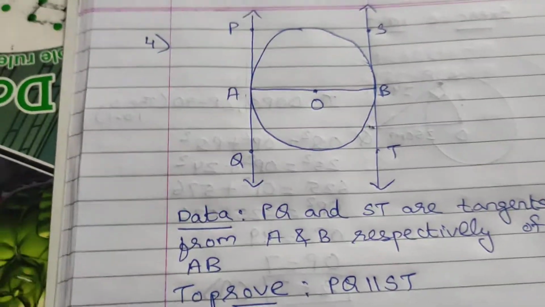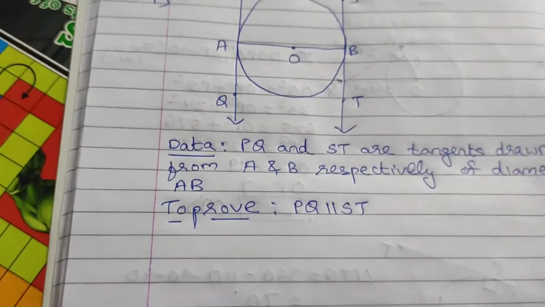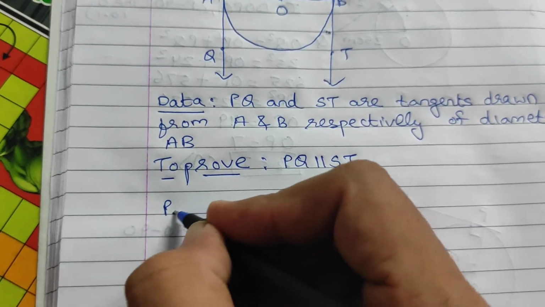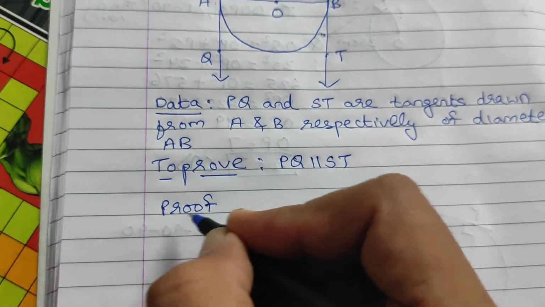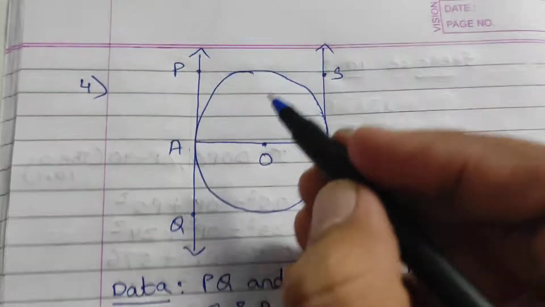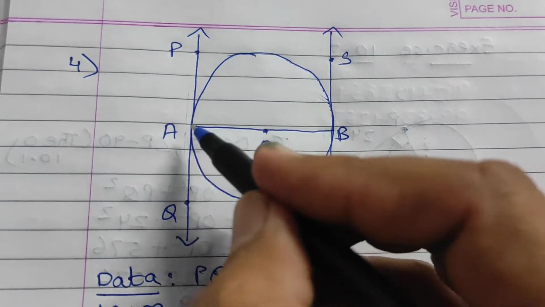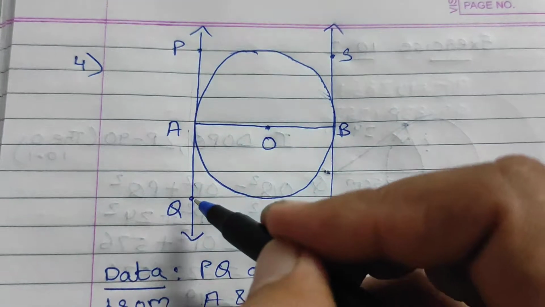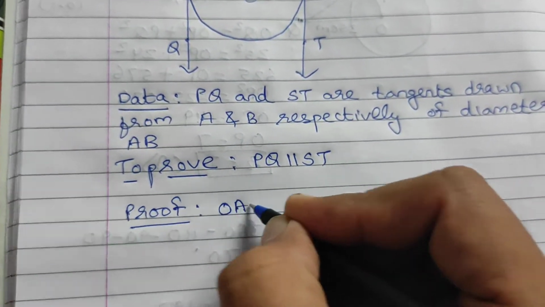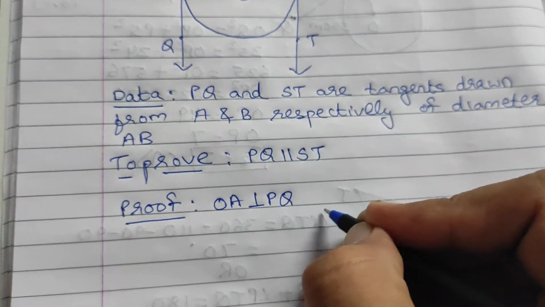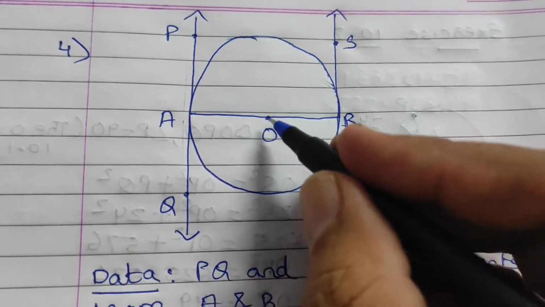So first of all, what we need to do is we need to remember theorem 10.1. Now according to theorem 10.1, radius is perpendicular to tangent. Look at OA. OA is the radius, PQ is a tangent. So OA perpendicular to PQ, and at the same time OB perpendicular to ST.